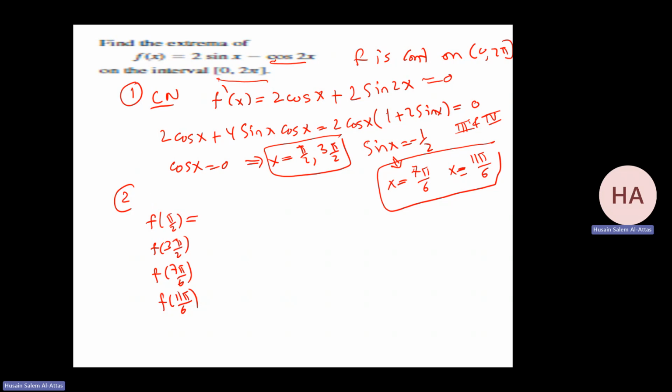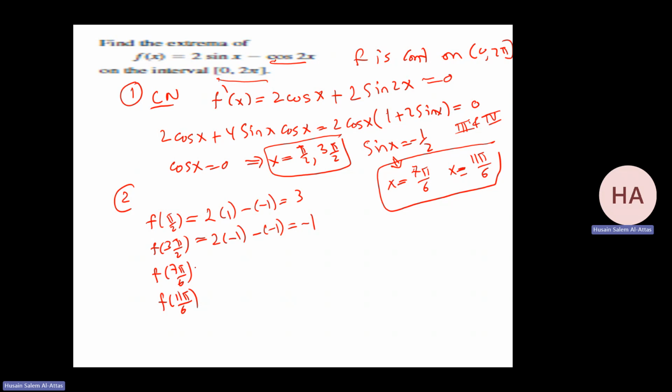What is f at pi over 2? I have 2 sine pi over 2, which is 2 times 1, minus cosine pi, which is minus 1. That will be 3. For 3 pi over 2, sine 3 pi over 2 is minus 1, so that will be 2 times minus 1 minus cosine 3 pi, which is like cosine pi, so it's minus 1. That will be minus 2 plus 1, that will be minus 1.